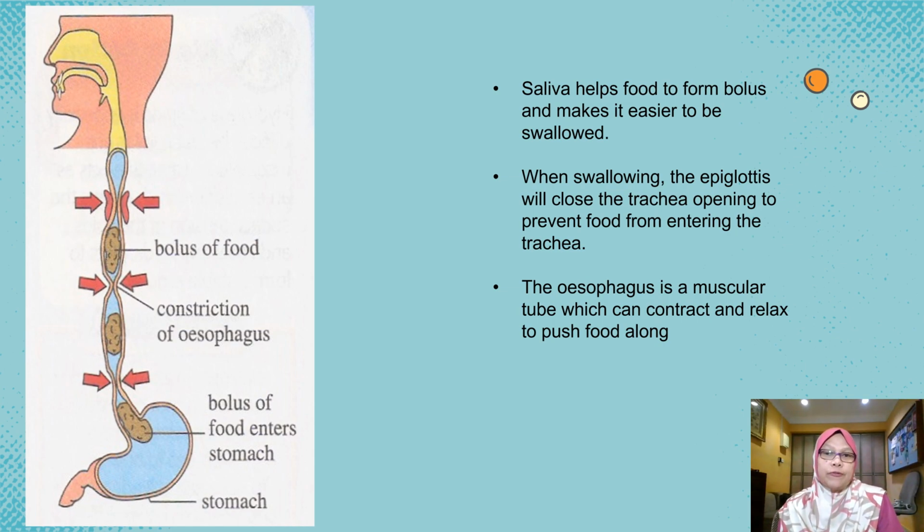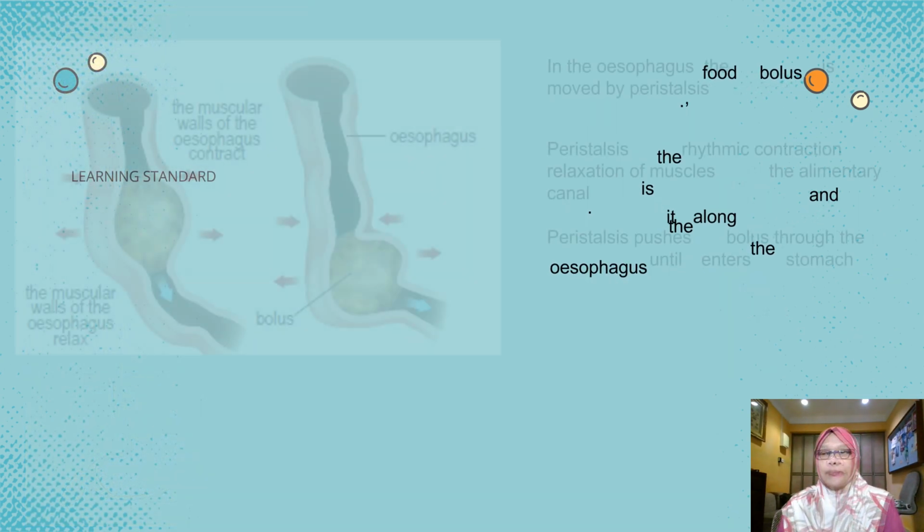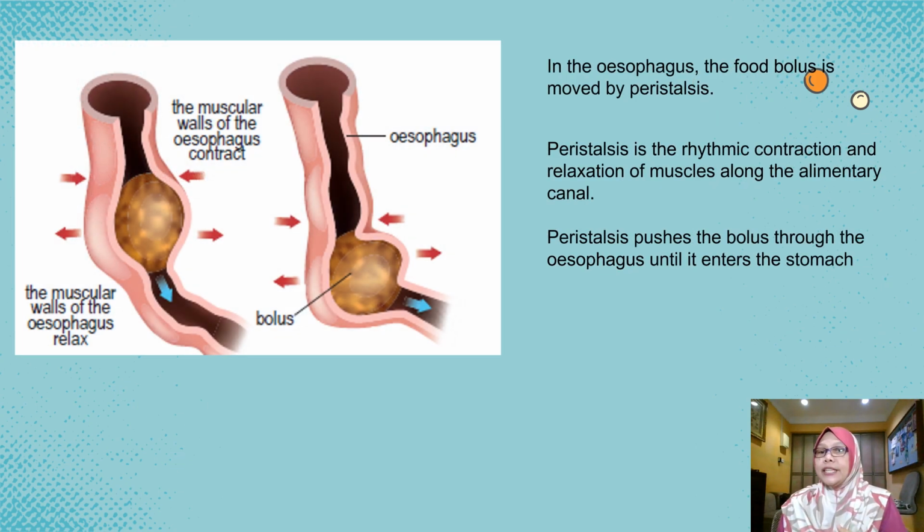Saliva helps the food to form bolus and makes it easier to be swallowed. When swallowing, the epiglottis will close the trachea opening to prevent the food from entering the trachea. The esophagus actually is a muscular tube which can contract and relax to push the food along. Later, in the esophagus, the food bolus is moved by peristalsis. You can just refer to the diagram given.